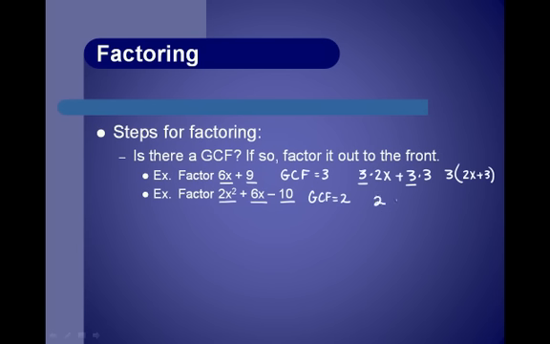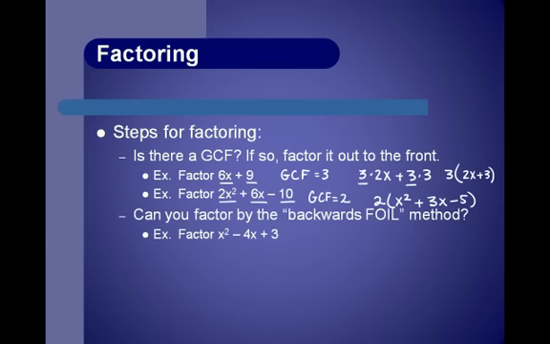So if we pull the 2 out front, 2 times what would give us 2x squared? x squared. 2 times what would give us 6x? That would be 3x. And 2 times what would give us negative 10? That would be negative 5. So this is what we're talking about when we say factor out a greatest common factor.